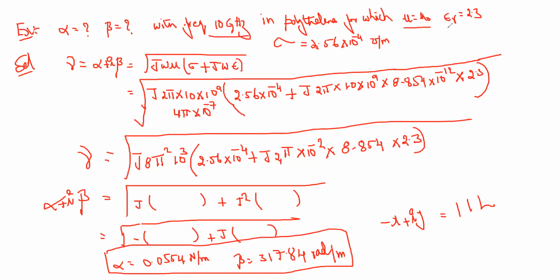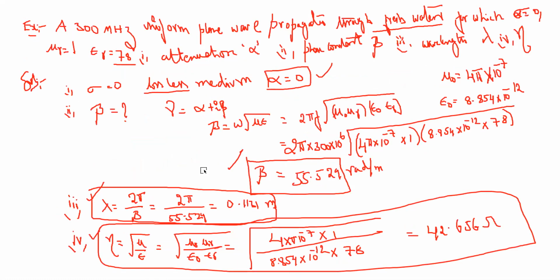consider as a mu naught, and epsilon r is given. So epsilon naught is there, 8.854 into 10 to the power of minus 12, and substitute all the values and simplify. The real coefficient is alpha attenuation constant, and imaginary coefficient is a phase constant. That is alpha we got as 0.05 Napier per meter, and beta is equal to 317.84 radians per meter. Got it, my dear students? This is example 4. All in this, the formulas is a very important, my dear students.